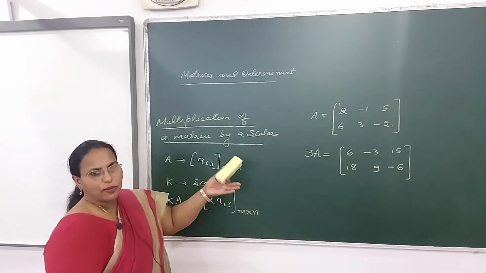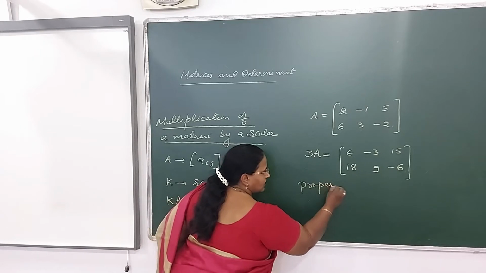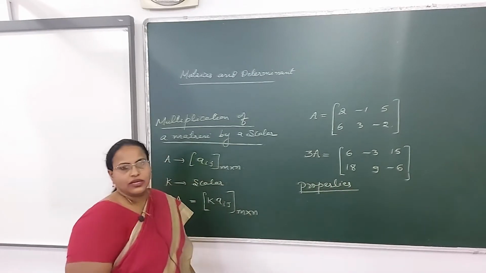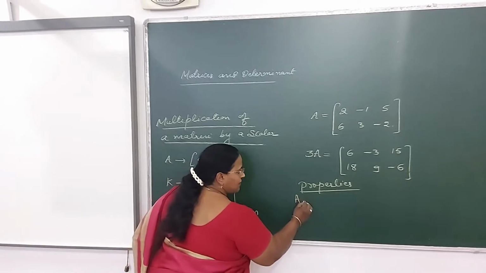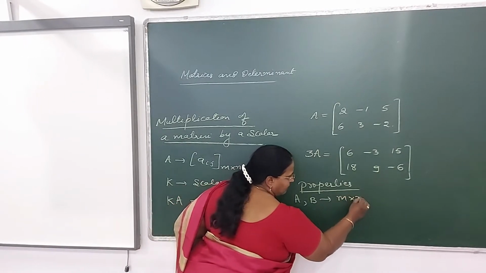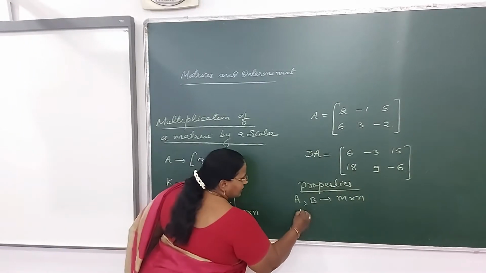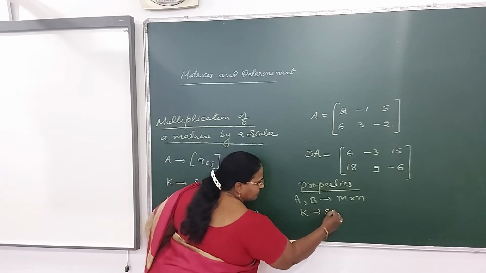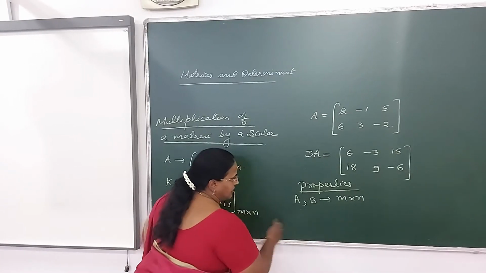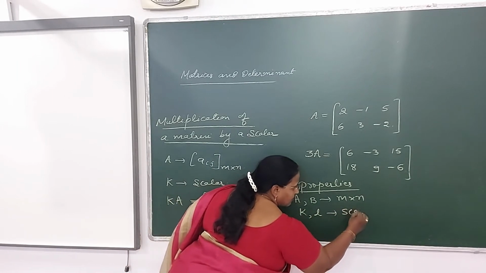So this is how a scalar is multiplied to a matrix. Now see some properties based on scalar multiplication. Let A and B be comparable matrices of any order, so let it be m by n. Let k be a scalar. Okay, one more scalar let us take. Let k and l be scalars.